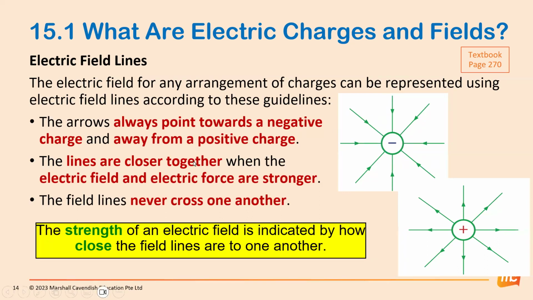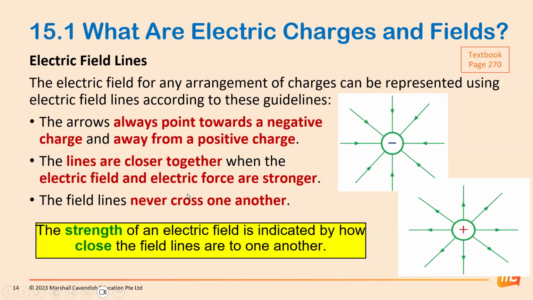Okay, and the next thing that you need to know is the strength of the electric field is determined by how close the field lines are to one another. So when it's nearer to the charge, the field lines are closer. The further away from the charge, the lines spread out even more. So if the lines are very close together, it simply indicates that the electric field is very strong. And if it's far away, it means that the electric field is very weak.